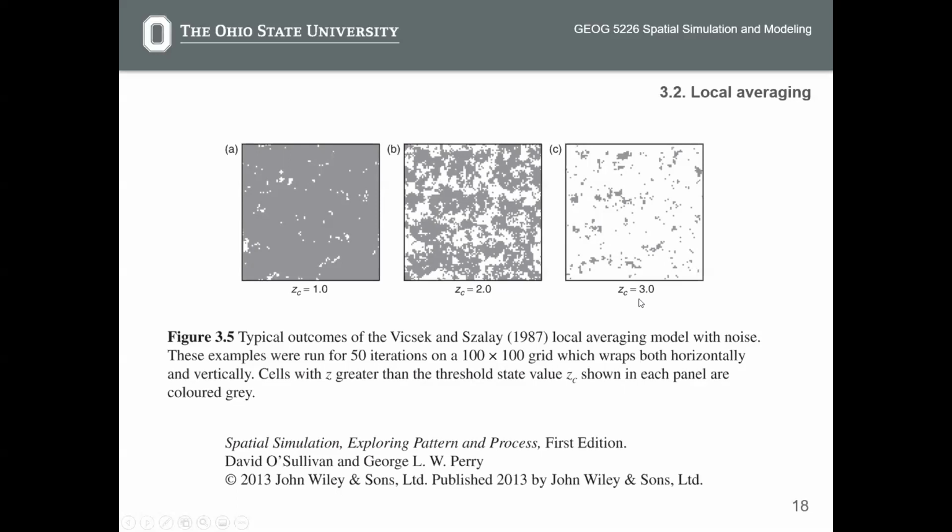And if you change ZC to 3.0, which means that even fewer cells can be painted gray, because you have to have a value larger than or equal to 3.0 to be painted gray. So this time, gray cells are a minority. We have small clusters of gray cells across the space, just like we had small clusters of white cells across the space when the threshold value was only 1.0. Now it's 3.0, so not so many cells can be painted gray because the threshold is high.